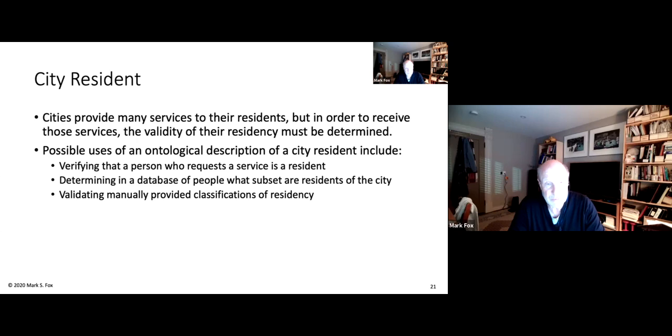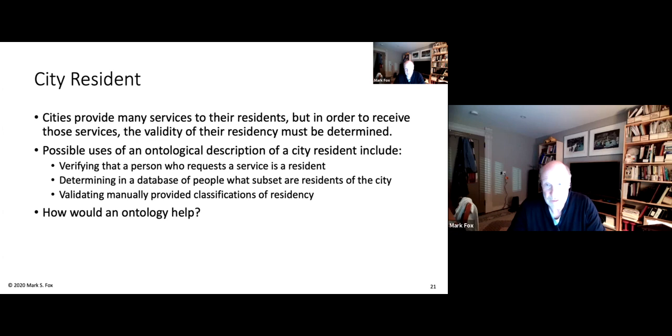Imagine if you have some demographic data, a large set of data, and you want to contact people who are residents of the city of Toronto. This can go through and figure out who's a resident and who is not. And then you could also use the ontological definition of a city resident for validating manually provided classifications of residency. It may be the case that somebody in city service, city government, misclassified somebody as a resident when in fact they're not. And we can use our ontological description of city resident to validate data of this type.